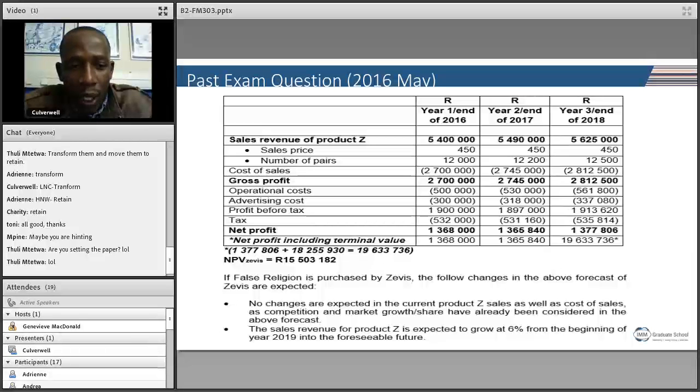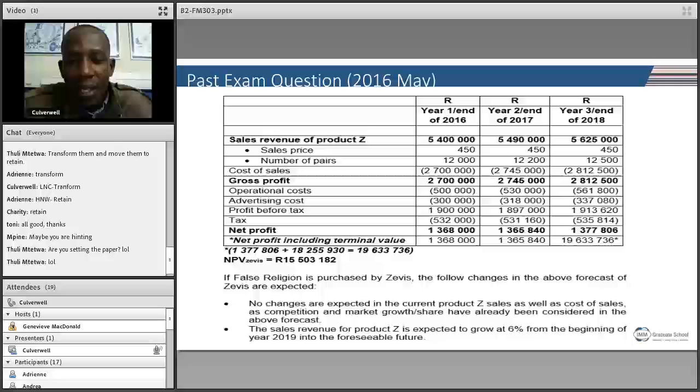For you to get your profit before tax, you will then say the 2.7, which is a gross profit, minus the 500,000 of operational cost minus the 300,000 of advertising cost. That will give you the 1.9 million. So my profit before tax, 1.9 million, and then your tax rate is 28%. So if you say 28% of 1.9 million times 0.28, you get yourself 532,000.